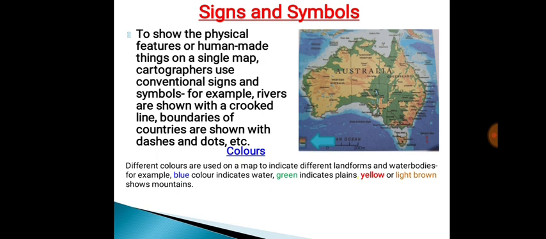Now, how does color help us? Different colors are used on a map to indicate different landforms and water bodies. For example, blue color indicates water, green indicates plains, yellow or light brown shows mountains. So color also helps us to find things on the map. Blue color is meant for the water bodies, green color indicates the plains, and yellow or light brown shows the mountains.